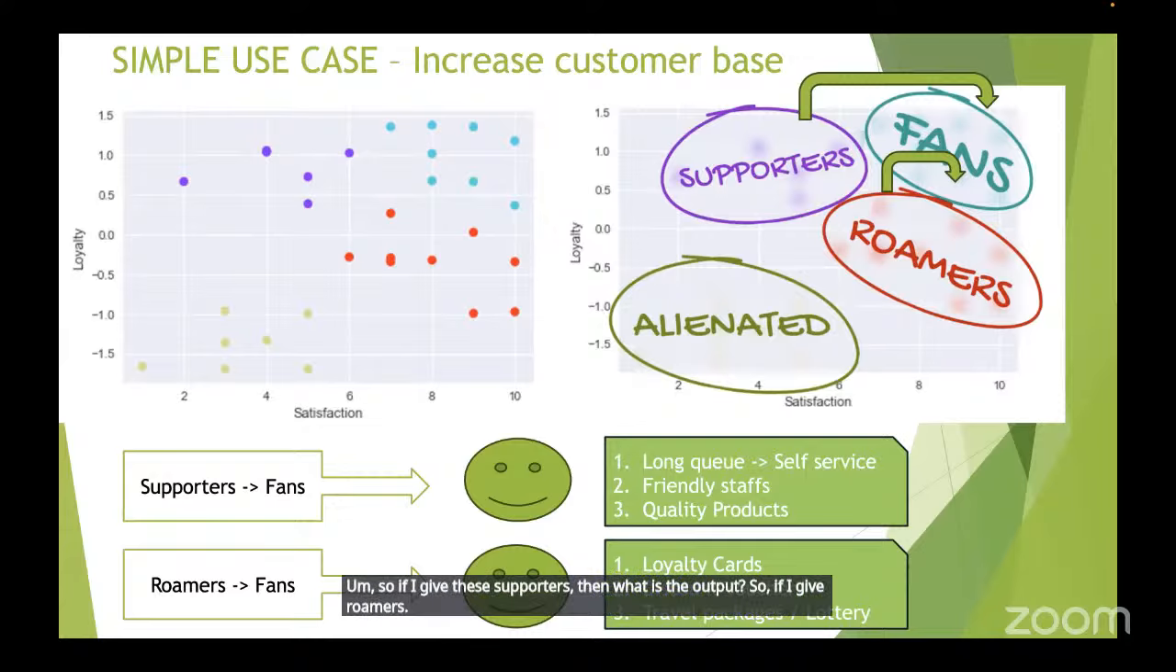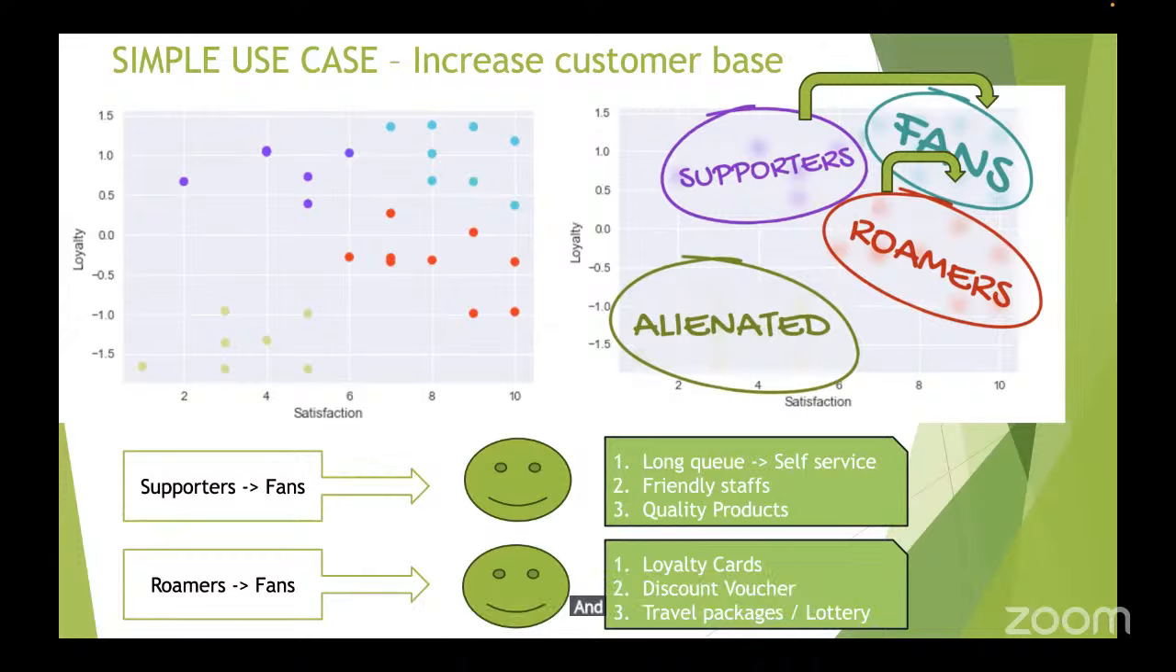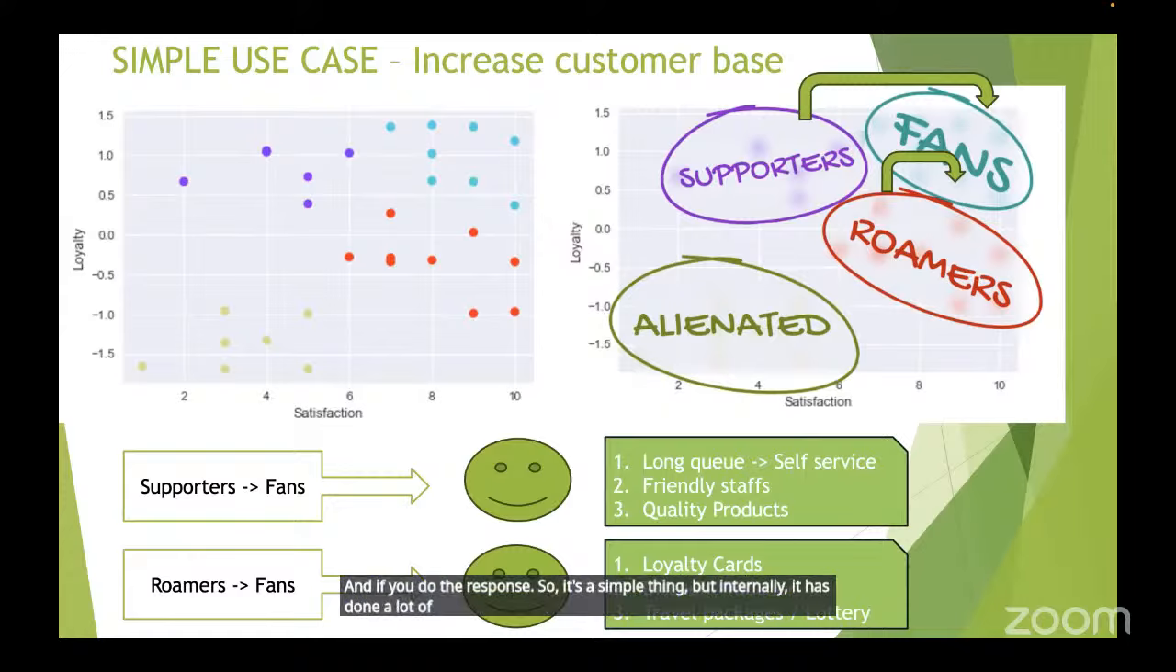These things are completely developed and programmed. If I'm in the leadership team of a shop and want to understand, I can give these details and it will give the response. It's a simple thing, but internally it has run a lot of algorithms to do this conversion. That is why data science is very useful. Right.